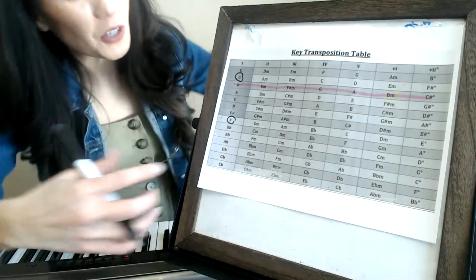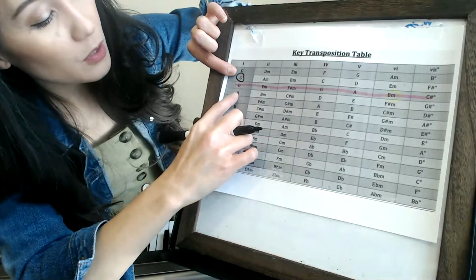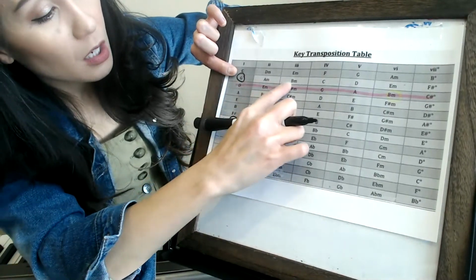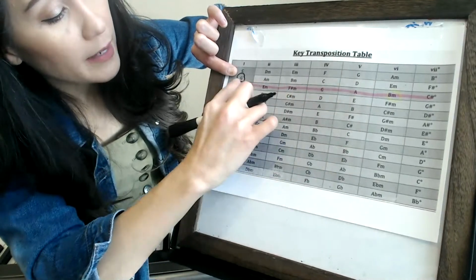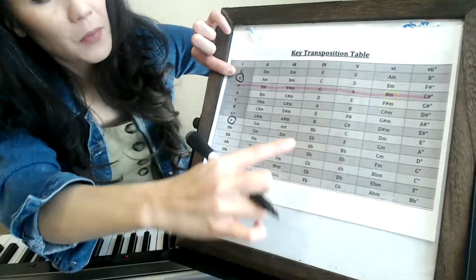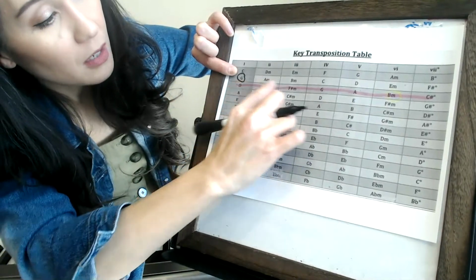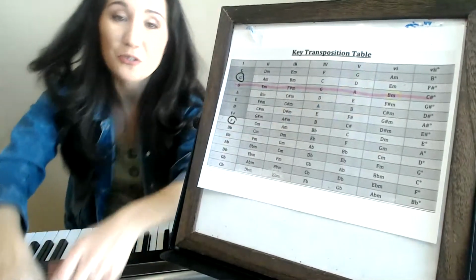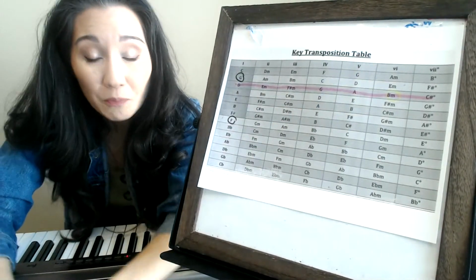If that is bothering you, perhaps go to the key of G, and there you'll find a G, C, D, E minor. So G, C, D, E minor. Yes, that's correct. And that might help you.